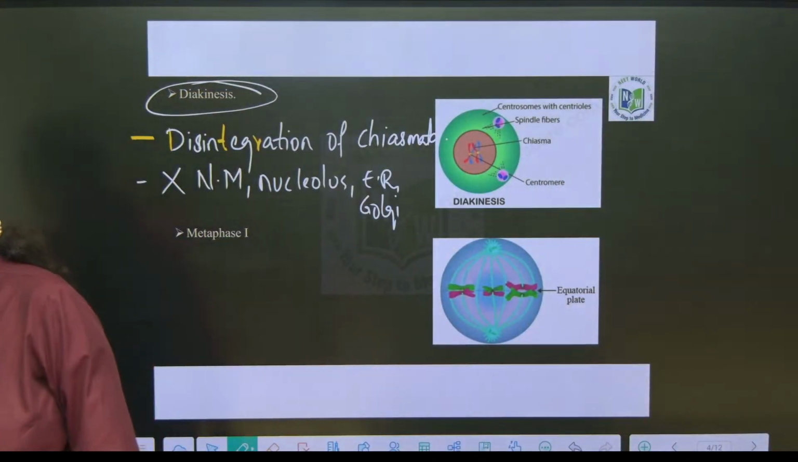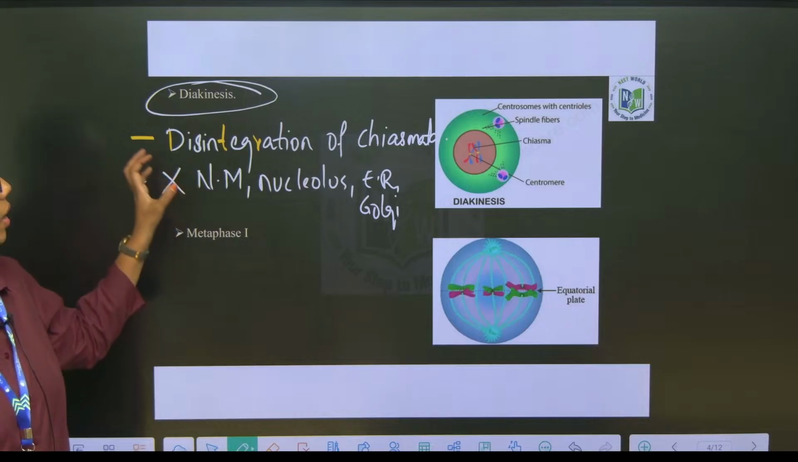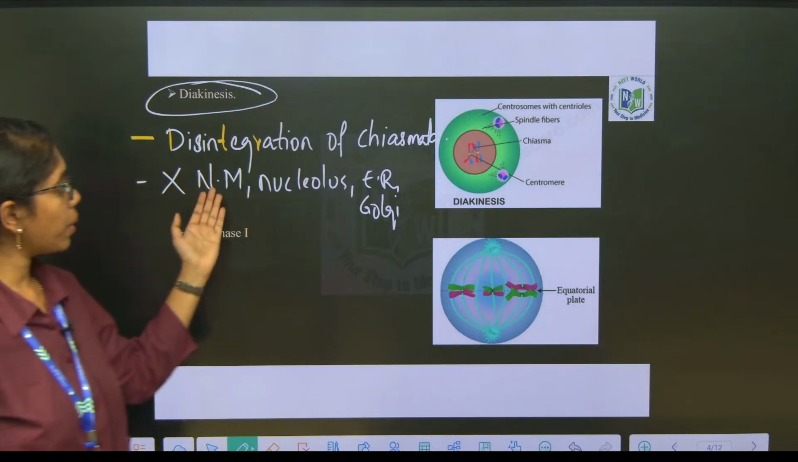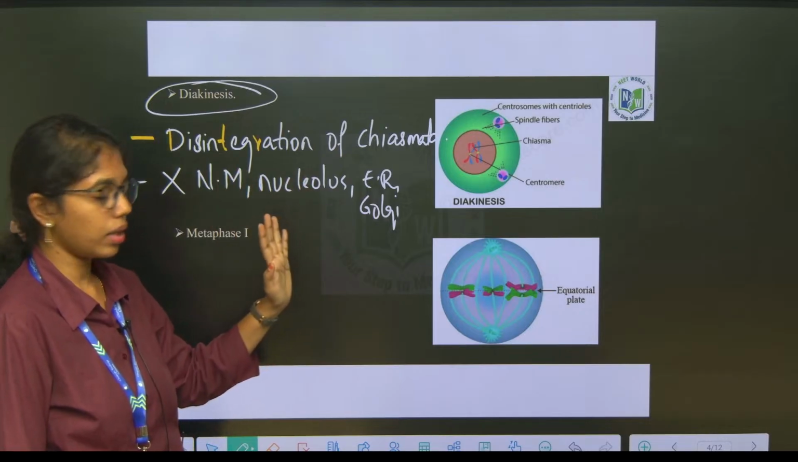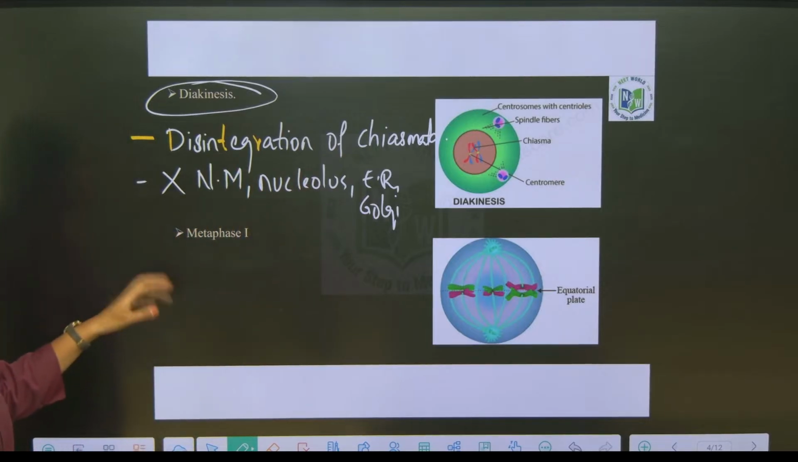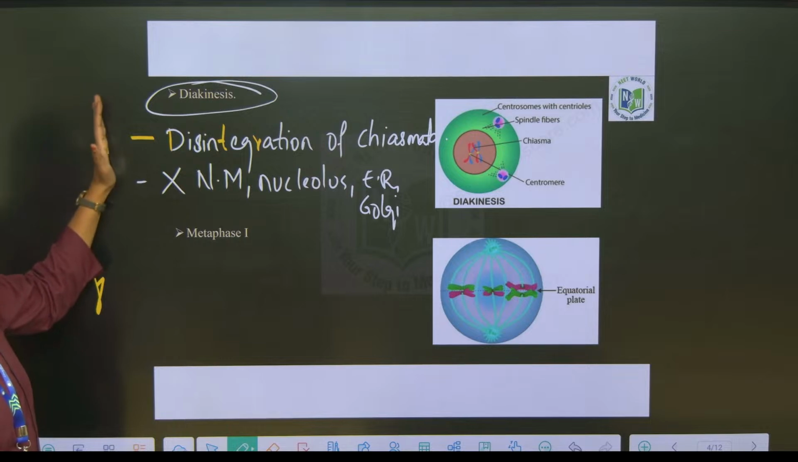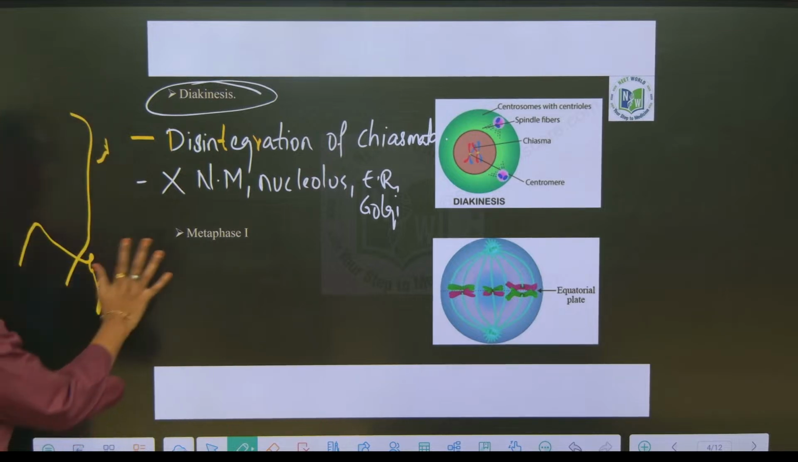And then diakinesis, disintegration of chiasmata, and then dissolution of nuclear membrane, nucleolus, endoplasmic reticulum, Golgi bodies, because of which cytoplasm will get thick. Okay. So, this is the end of what? Prophase 1. Next is metaphase 1.